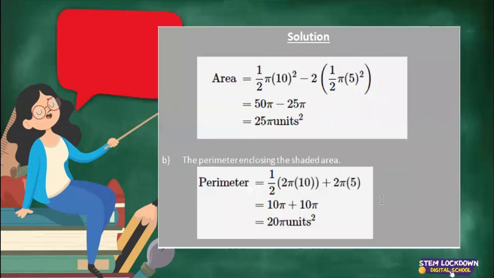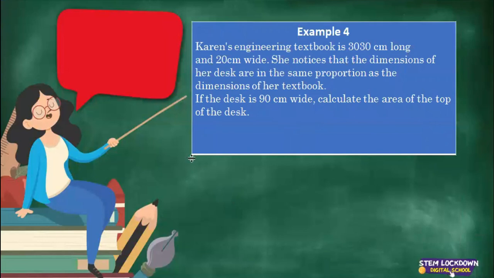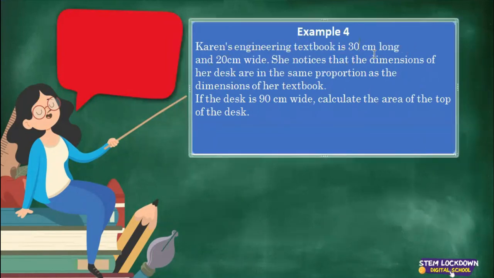Okay. Now let's see this quickly. Example 4. Karen's engineering textbook is 30 centimeters long and 20 centimeters wide. She noticed that the dimensions of her desk are in the same proportion as the dimensions of her textbook. If the desk is 90 centimeters wide, calculate the area of the top of the desk.